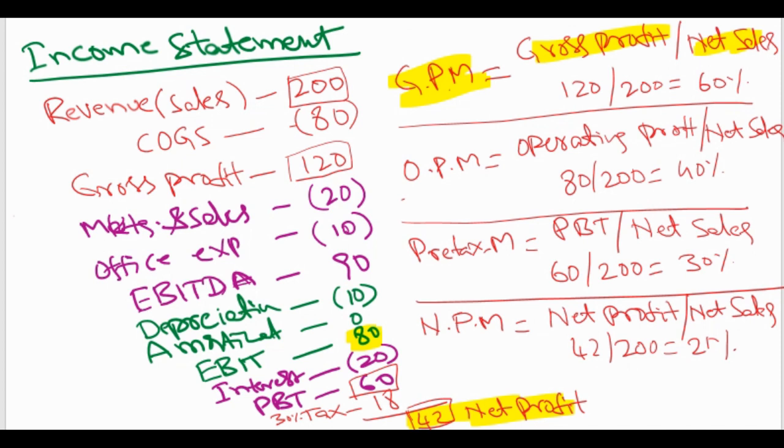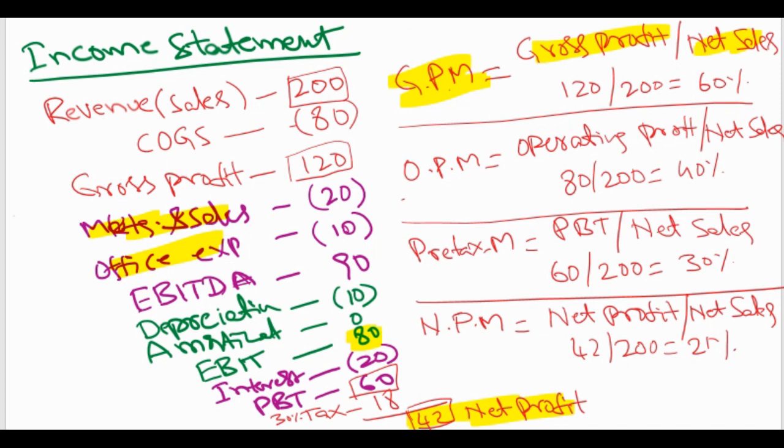Next, if you look at operating profit margin, if operating margin growth is greater than gross profit margin growth, then you will have greater control over operating costs. That means on marketing or office expenses, you will have greater control. Otherwise, if it is less, then you will have deteriorating control over operating costs.